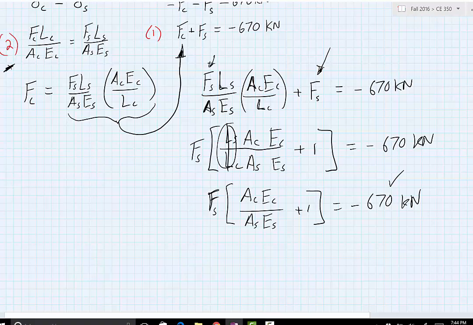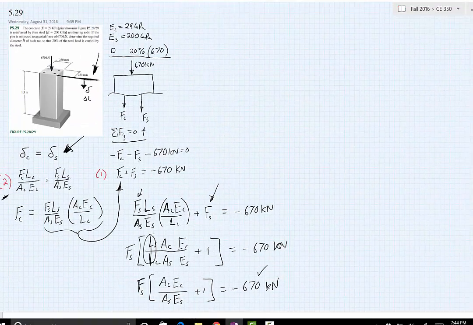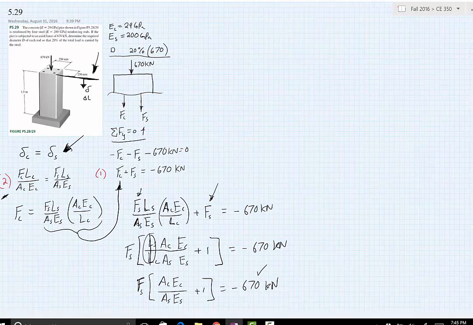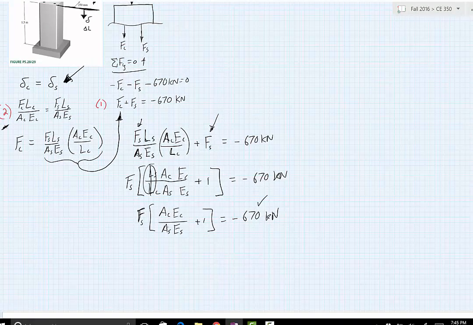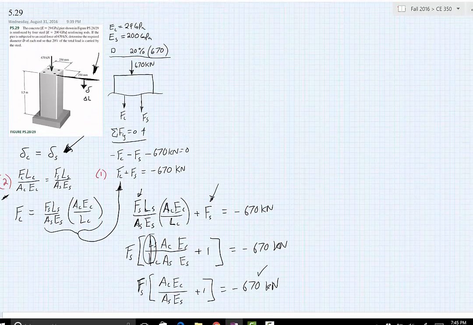What are we actually looking for? If we go back to our problem statement, it says, find the diameter of each rod so that 20% of the total load is carried by the steel. So we're looking for diameter, which means we want the area, but we want the area of the steel. So in this case, we're looking for A sub S. But what we can do is make a relation of A sub C in terms of A sub S. Then we would only have one equation with one unknown. So how do we do that?